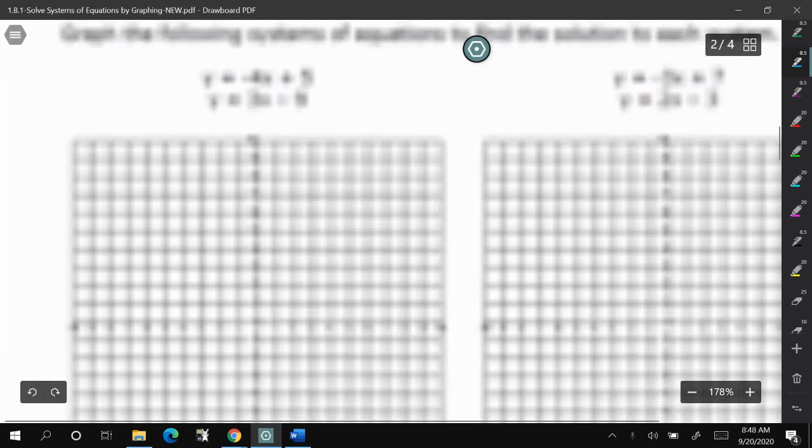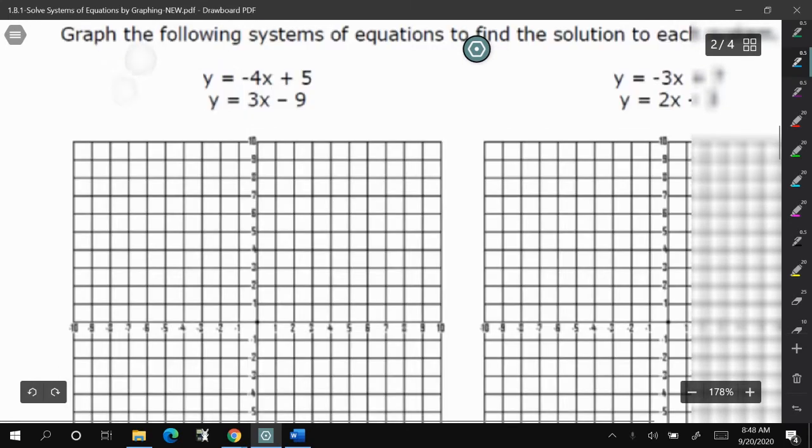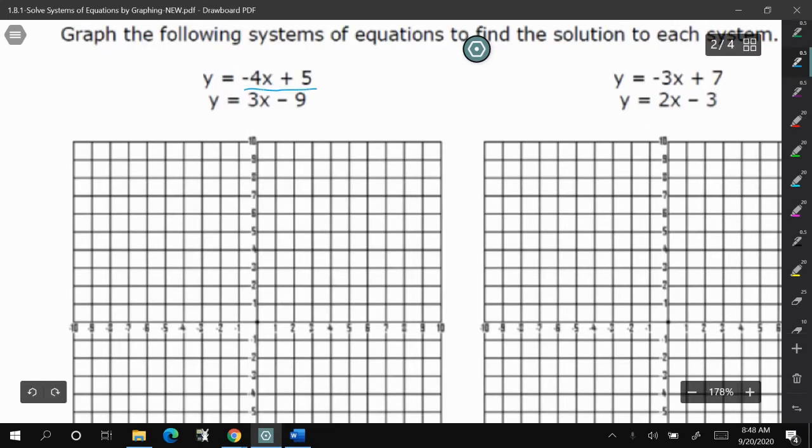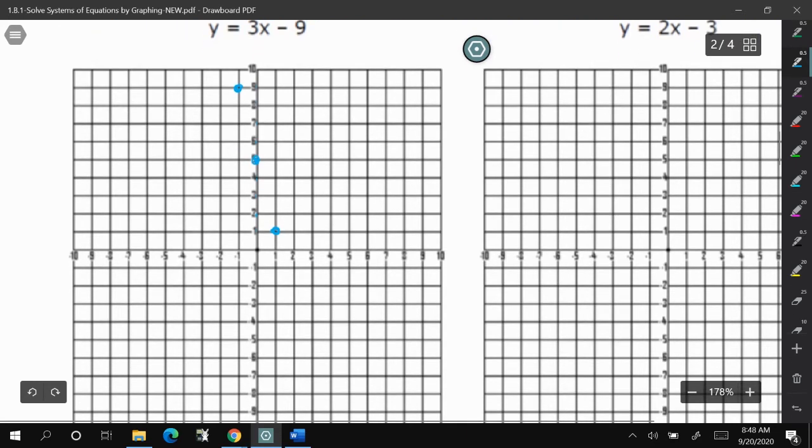So let's graph the first one on the left here, y = -4x + 5. So we're going to start at +5 because that's our y-intercept. Then -4 means we're going to go down 4, 1, 2, 3, 4, and right 1. You could also go up 4 and left 1. And that will be our line right here.